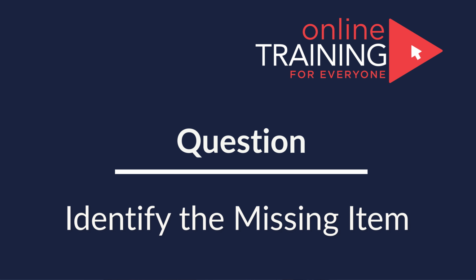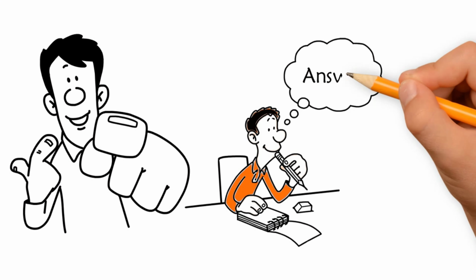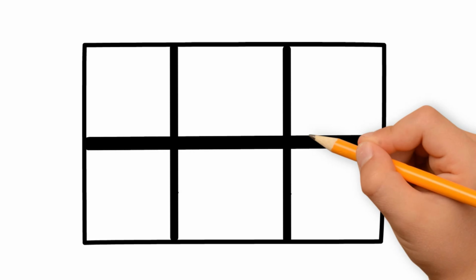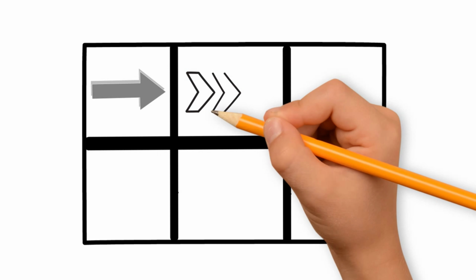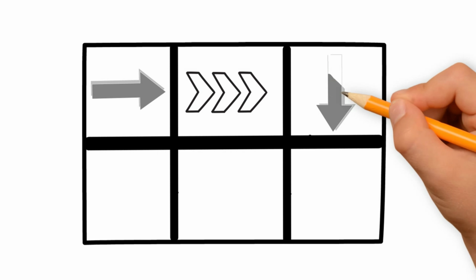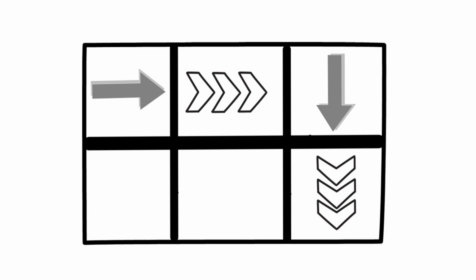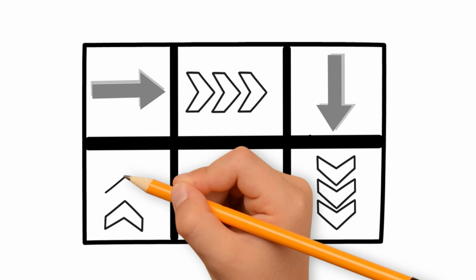I'm excited to share with you a cool question, which is easy to understand, but which doesn't have an obvious answer. You're presented with the 2x3 matrix. This matrix has arrows inside. There are two types of arrows, solid arrows, and then there are arrows that consist of three different shapes. There are 6 possible spaces in the 2x3 matrix.